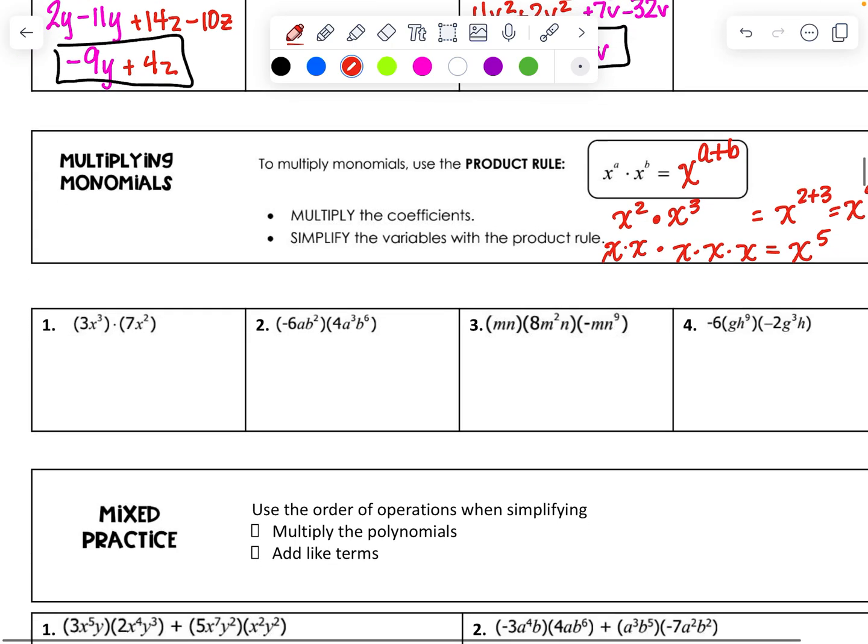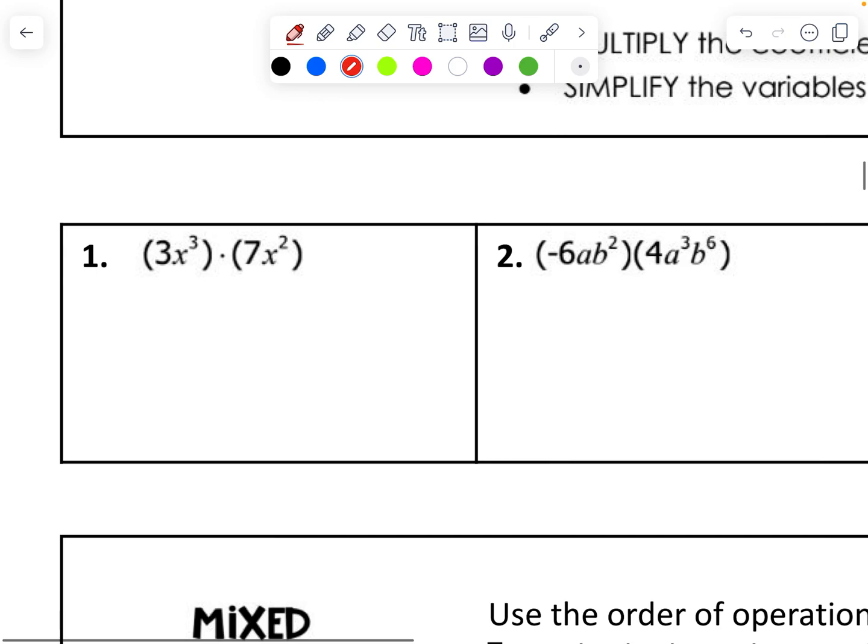The coefficients that are there, we're going to multiply them like we always have before. You could color those a certain color if you want to, so you know those are something you're going to do together. So 3 times 7 goes together.